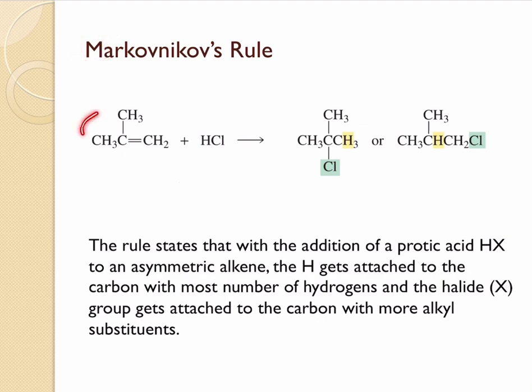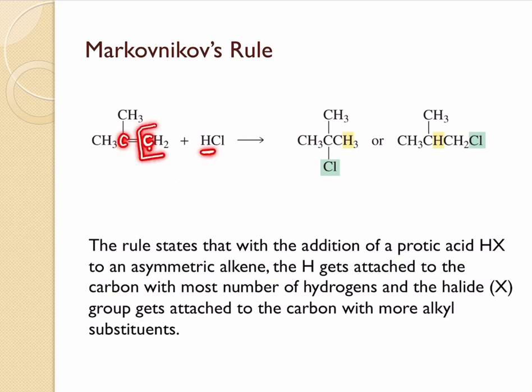So now let's take a look at it. Without going through the mechanism, we should be able to find the product for this reaction. According to Markovnikov's rule, the hydrogen is going to go to the carbon which has the most number of hydrogens. Between these two carbons, which one has got the most number of hydrogens? Obviously, it is this one, right?